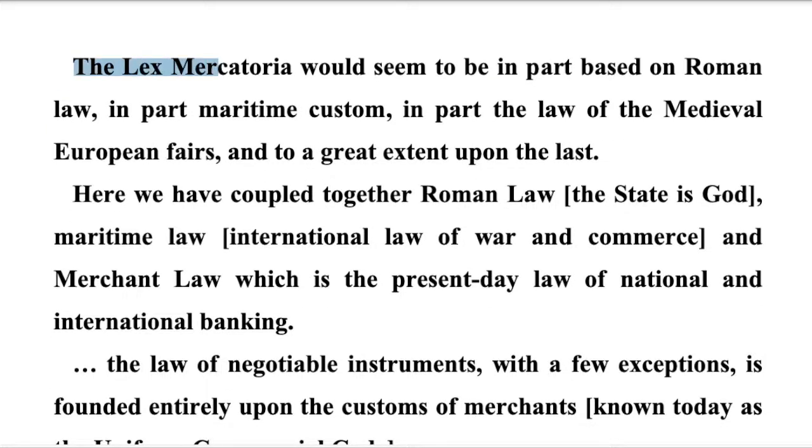The lex mercatoria would seem to be, in part, based on Roman law, in part, maritime custom, in part, the law of the medieval European fairs, and to a great extent, upon the last. Wow. Medieval European fairs. Here we have coupled together Roman law, the state is God, maritime law, international law of war and commerce, and merchant law, which is the present day law of national and international banking.